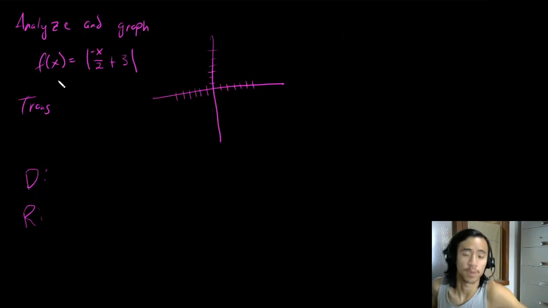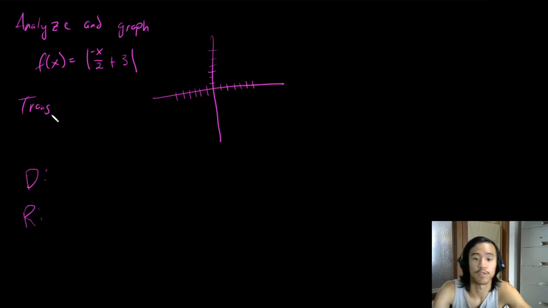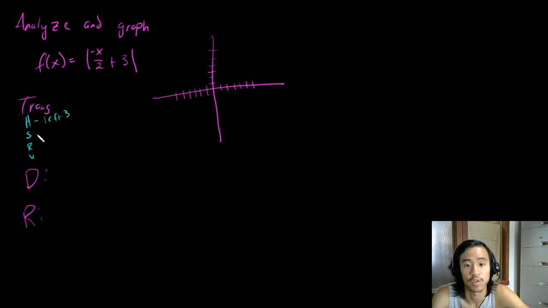All right, analyze and graph this one. Ooh, this one's pretty spicy. So the transformations. Let's write HSRV again. Any horizontal shifts? We do. Left 3. Stretches or compressions? Okay, so we have one in the B slot. This could also be written like -1/2 times x plus 3. So we actually have a horizontal stretch by 2. Remember, things are backwards on the inside, so this is actually a stretch by 2. Do we have any reflections? We do. We have a negative on the inside. That is a reflection over the y-axis. So just ref y. Do we have any vertical shifts? We do not. There's nothing in the K slot.